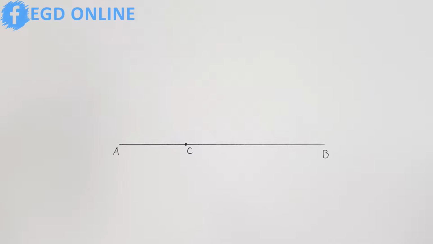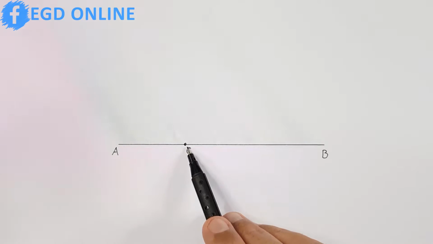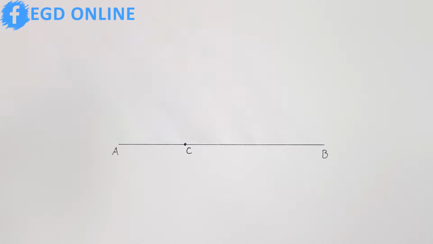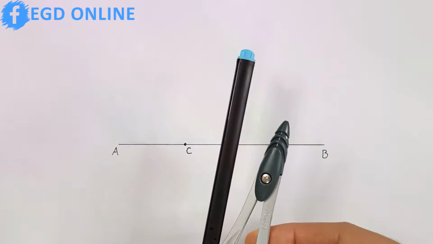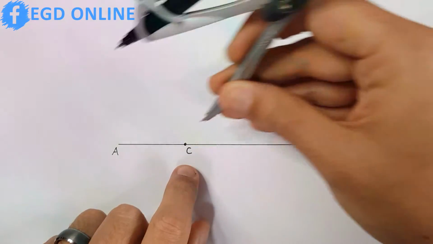In this video, I'll show you how to use the perpendicular method. For the purpose of this video, I will use the given line AB and draw a perpendicular line on point C. Please note that I do use a blue pen to show my construction lines.